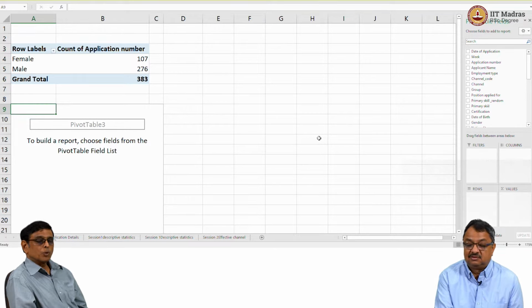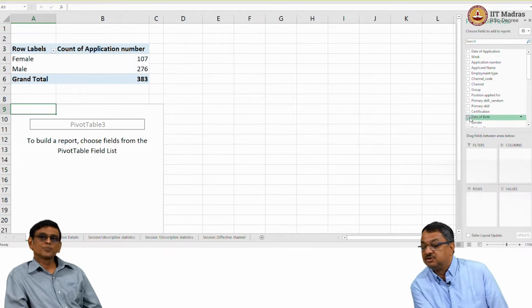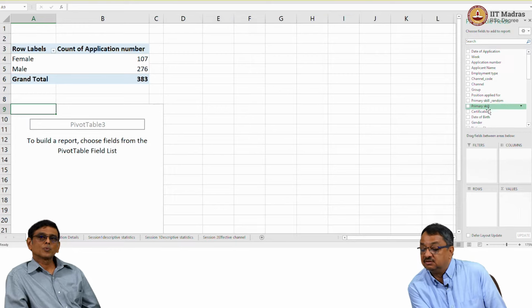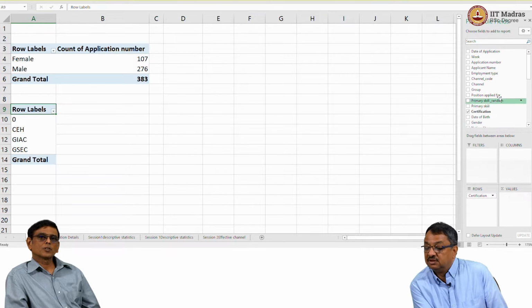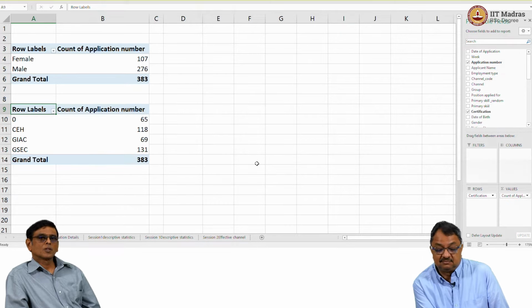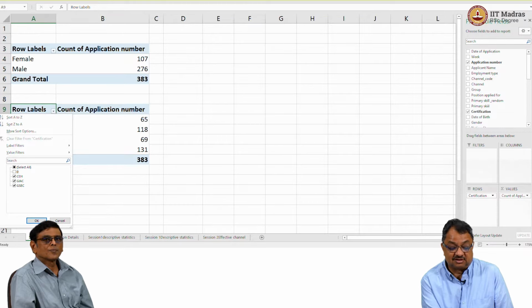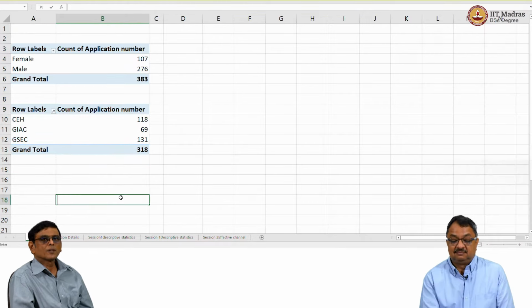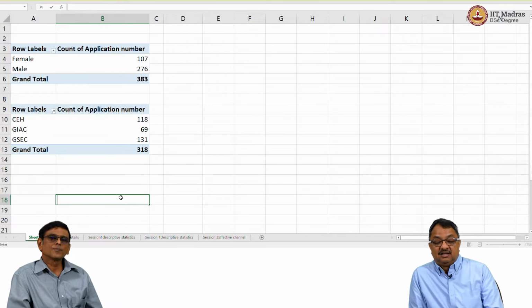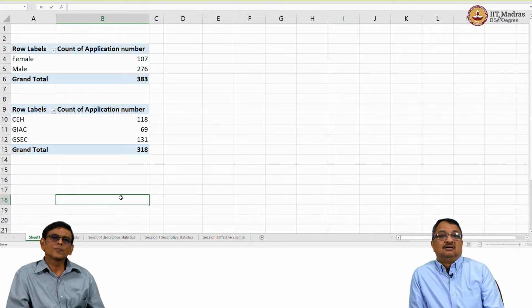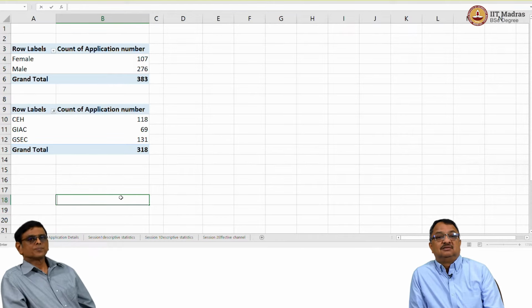What do you want to do? You want to put certification in the row, and count of application number in values. Then we'll remove 0 because that is not of interest. So we have 118 applicants who had CEH, 69 applicants who had JIAC, and 131 applicants who had total GACC.